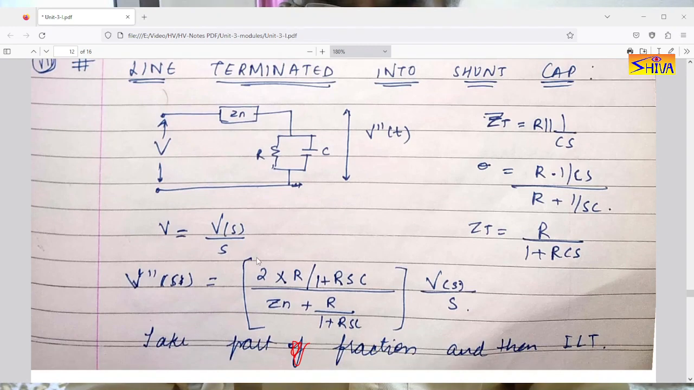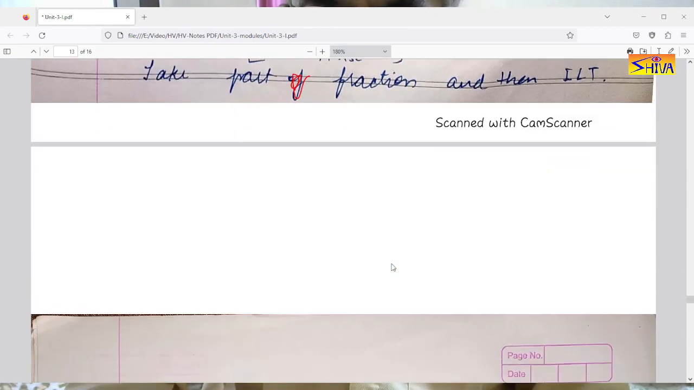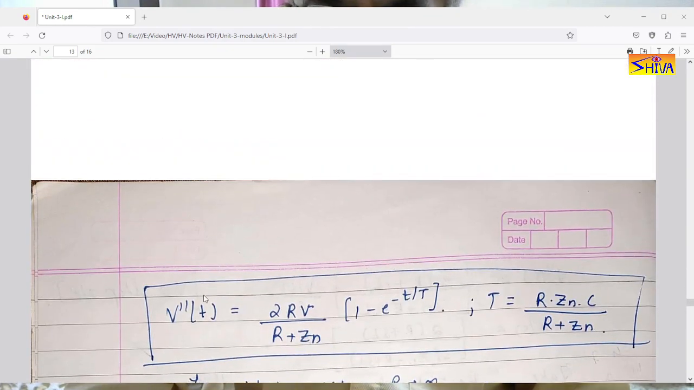Now in the Laplace domain, if we write the expression, V double dash S will be equal to 2 into Zt upon Zn plus Zt, and this is the step function. So again we take the partial fraction and then the inverse Laplace transform. So the expression for the transmitted voltage comes out as 2 times RV upon R plus Zn, in bracket 1 minus e to the power minus t upon tau, where tau is R Zn into C divided by R plus Zn.